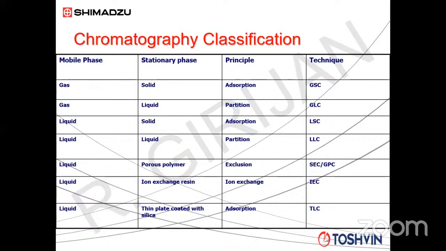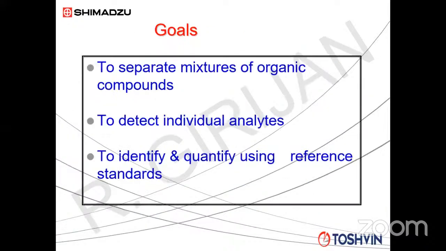Then we have a liquid mobile phase. We are going to use a thin plate, maybe an aluminum plate or a glass plate, coated with a uniform thin layer of silica. The principle is based on adsorption. It is TLC, and I think you had a wonderful lecture on HPTLC yesterday from Dr. Saikat. HPTLC, thin layer chromatography, has now become high performance thin layer chromatography. So there are different classifications of chromatography based on what type of mobile phase and what type of stationary phase we are going to use.